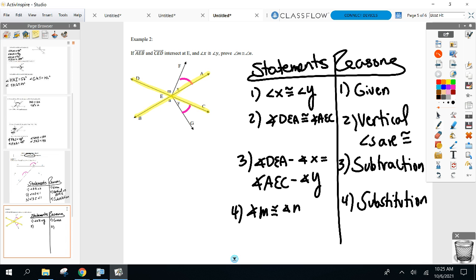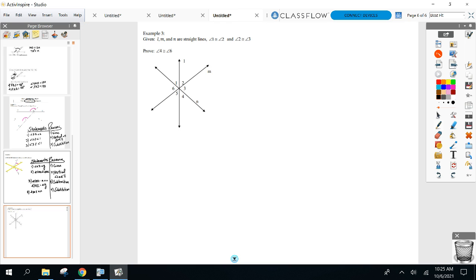All right, ready to blow the roof off now. Ready to go? Can we do it? Ooh boy, six angles in there. Six of them. Oh boy.